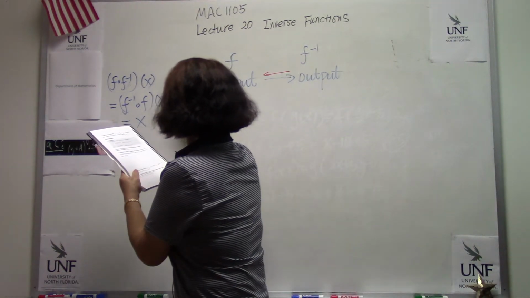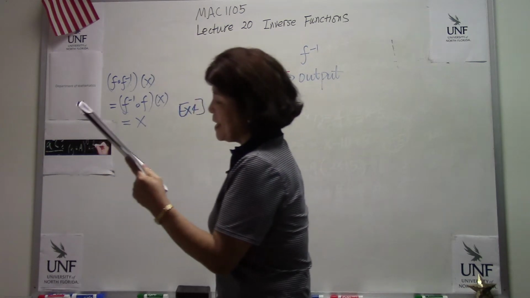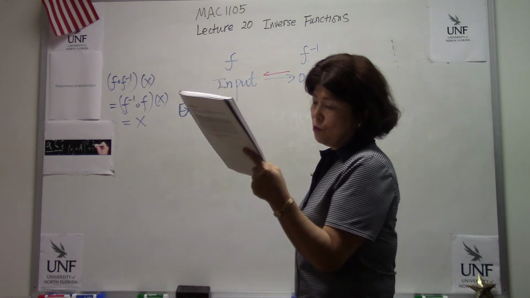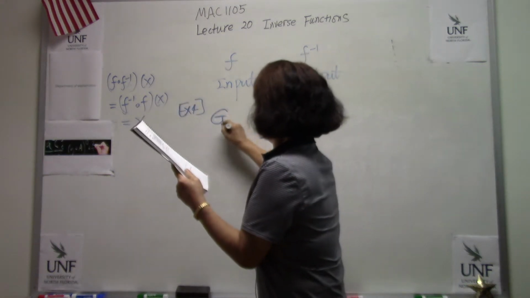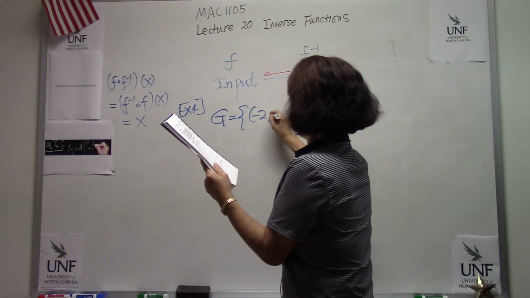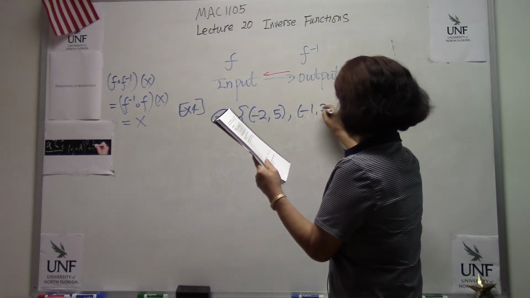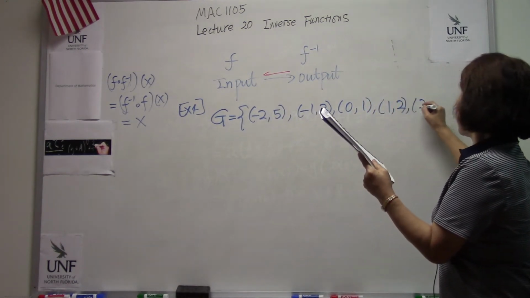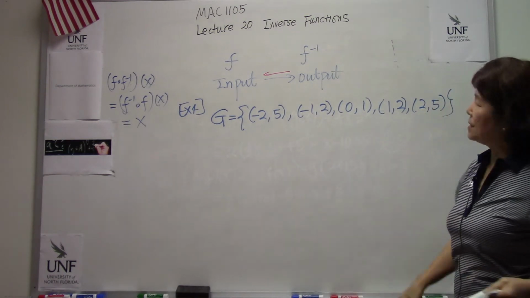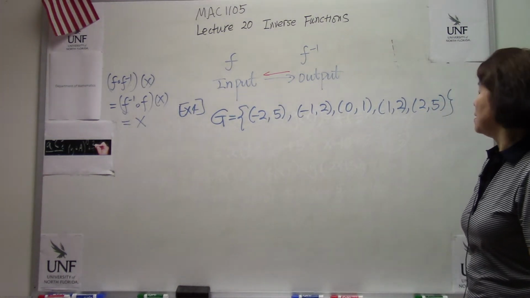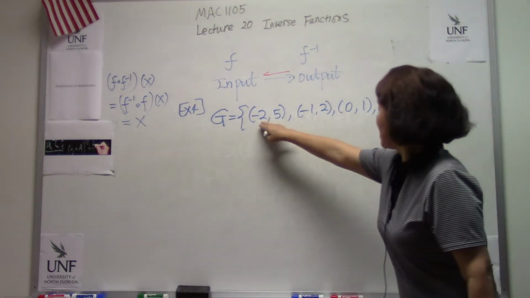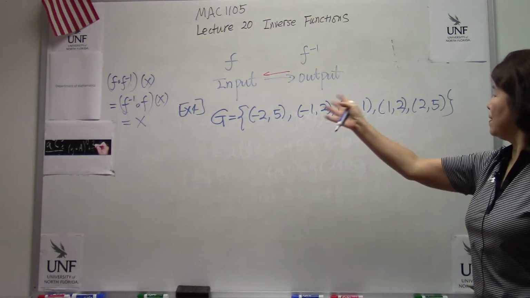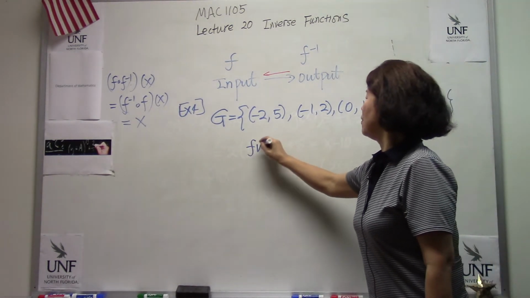So example 4, finding inverses of a one-to-one function. Find the inverse of this function that is one-to-one. Okay, so let's see. This relation G says this, -1 to 0, 1, 1, 2. I said just relation because I'm not sure even this is a function. Function means no repeating x values. -2, -1, 0, 1, 2. All different x values. So yes, this is a function.